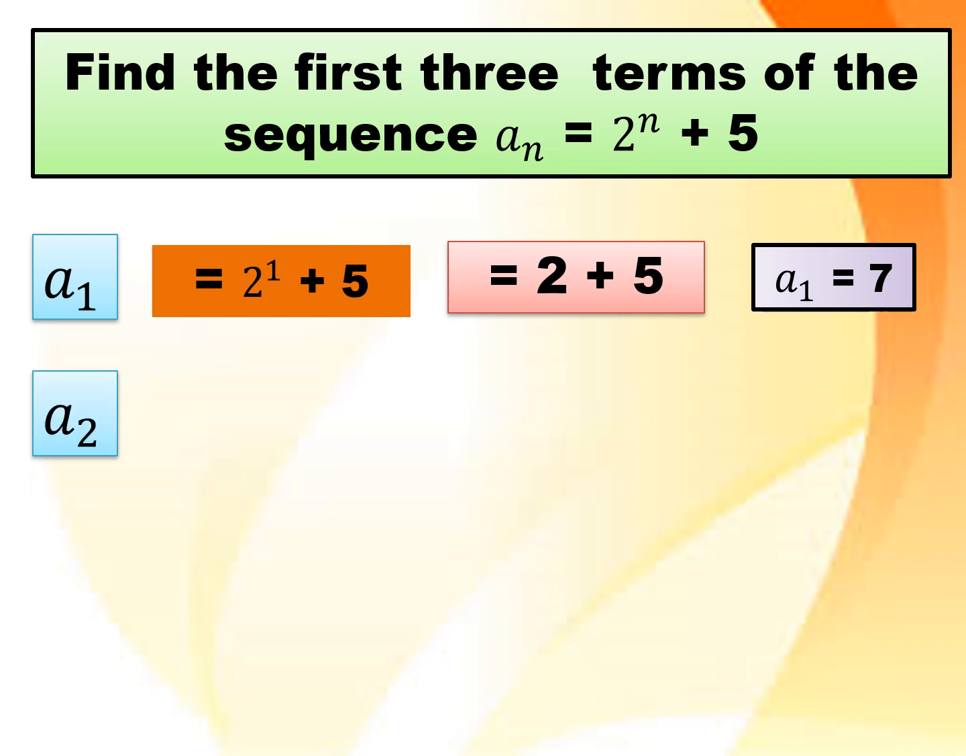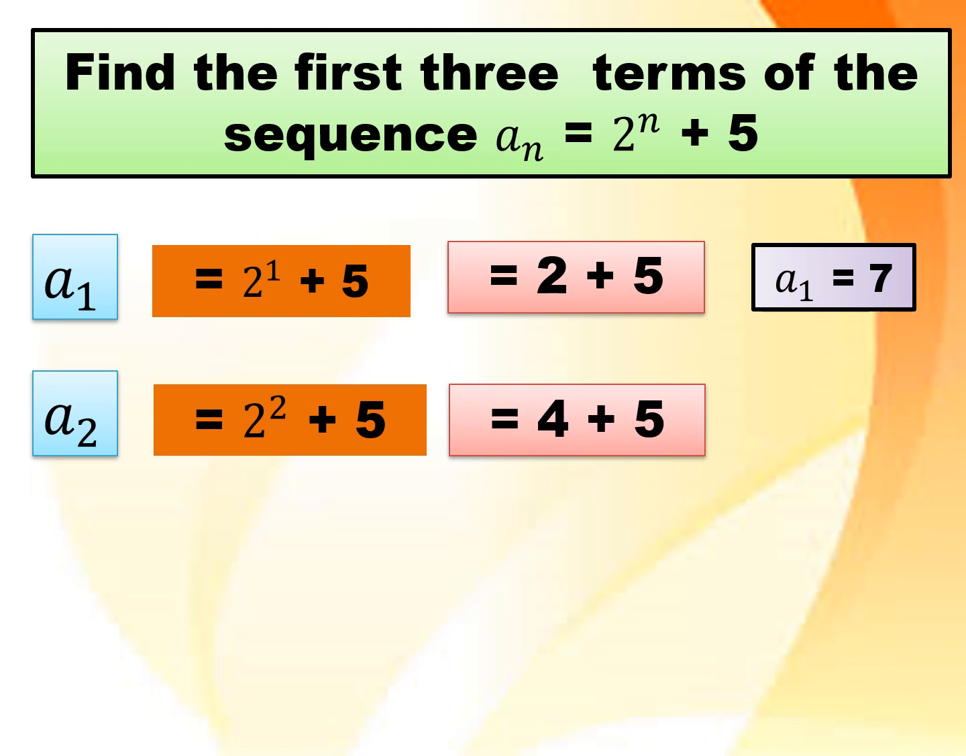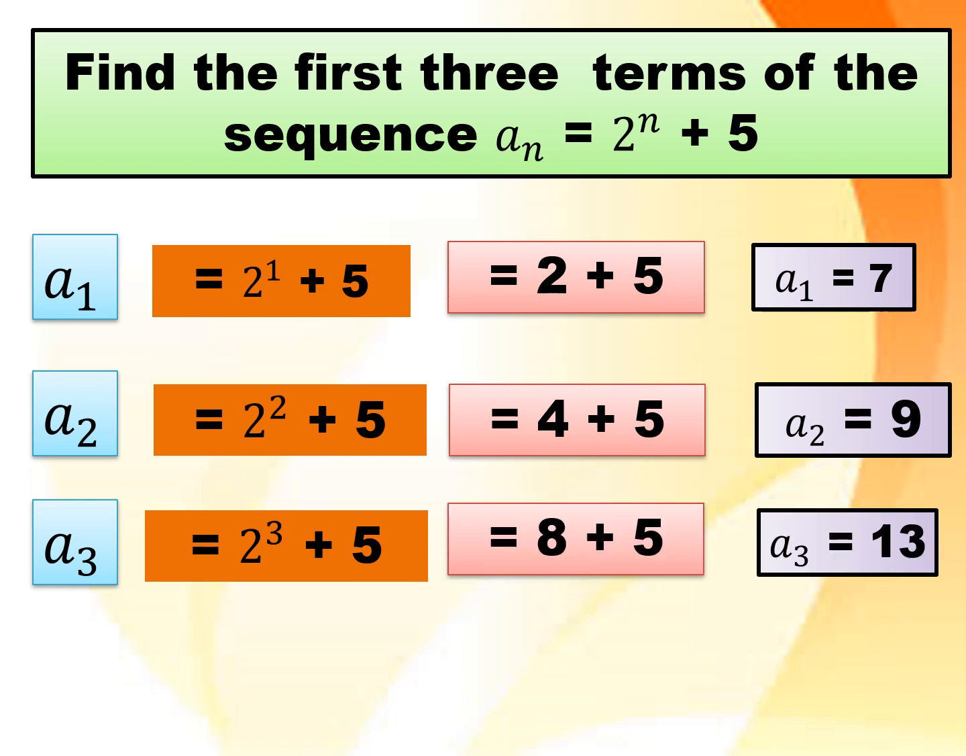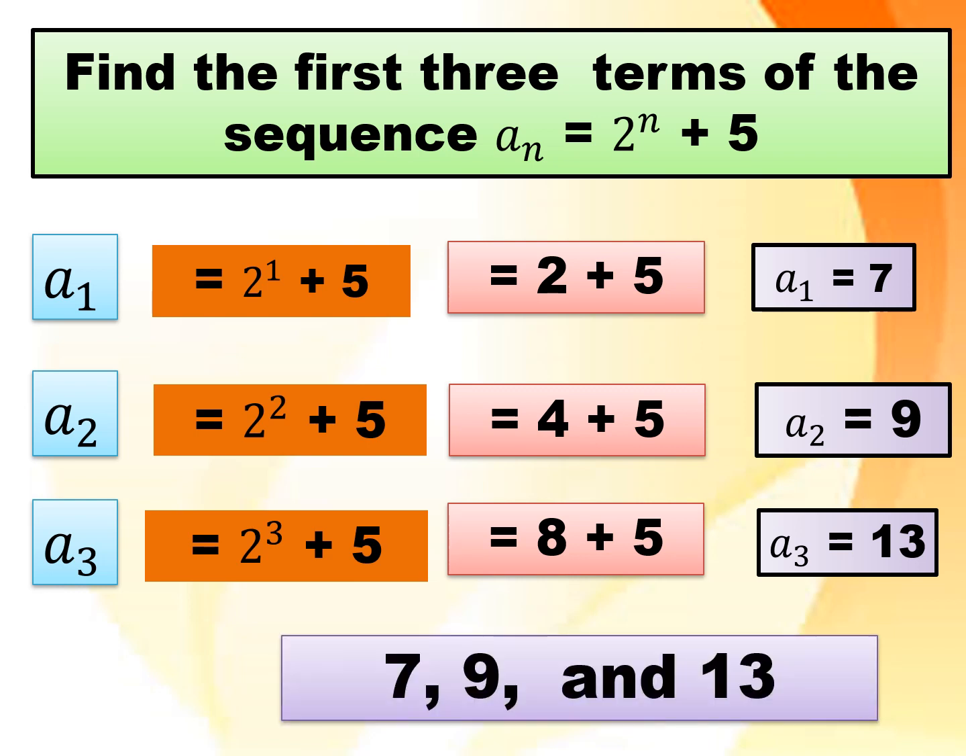For our second term, that will be 2 squared plus 5. That is equal to 4 plus 5, which is equal to 9. For our third term, we will have 2 cubed plus 5, which is equal to 8 plus 5, which is equal to 13. We therefore conclude that the first three terms are 7, 9, and 13.